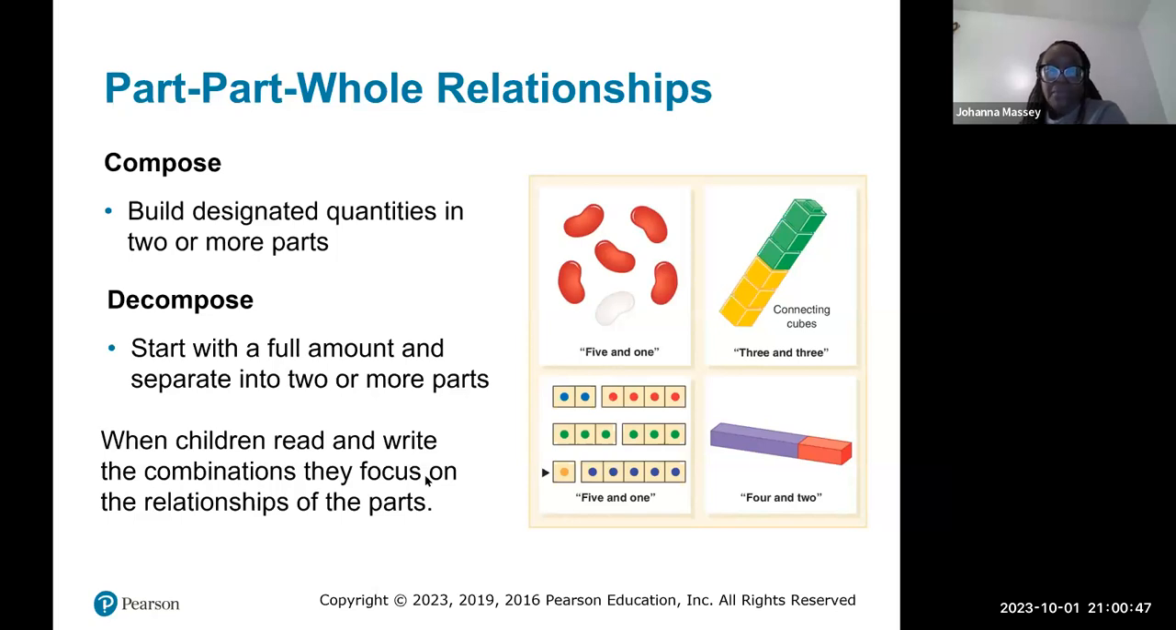Okay. The next word is decompose. So you need to know those two words, compose and decompose. Decompose is you start with the full amount and now you're going to break it apart. And there are some things that you can do here. When children read and write the combinations, they focus on the relationship of the parts, right? And that starts leading into a lot of addition strategies. That is on page 142, when we start talking about composing and decomposing numbers.